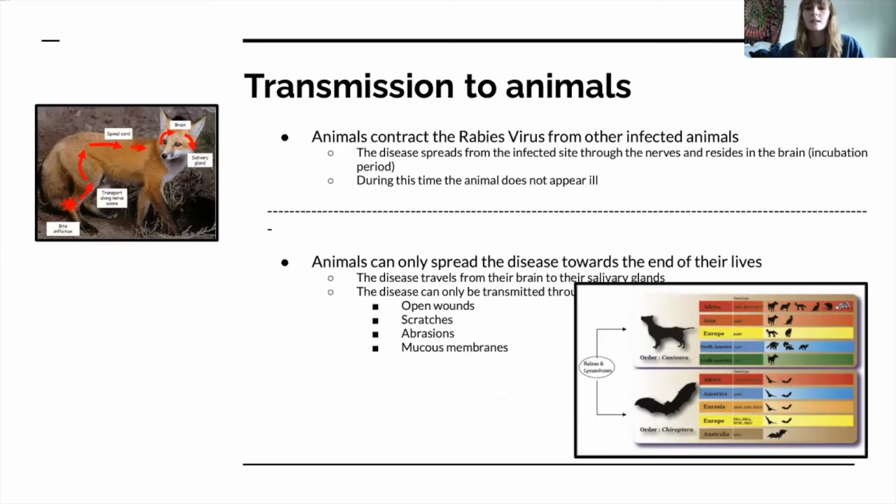And once the disease is in you, when you get bitten, it will travel through your neurons into your brain. And that's where it'll multiply. It doesn't just stay in your body, it goes straight to your brain. And it can only be transmitted through open wounds, scratches, abrasions, and mucous membranes. So if you get hit by an animal, but it doesn't break your skin, obviously still go to the doctor, but you're most likely going to be fine because it hasn't actually entered your blood system.